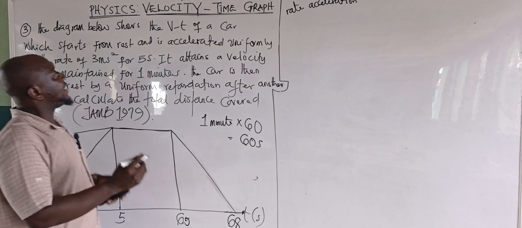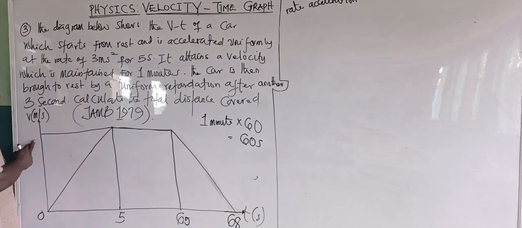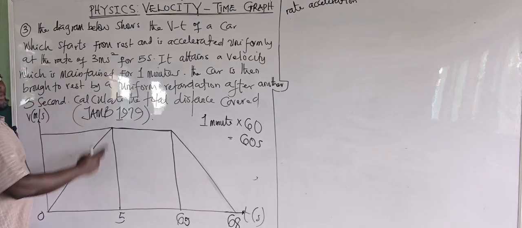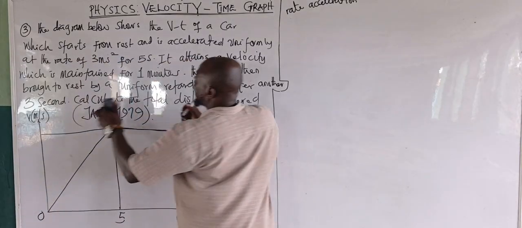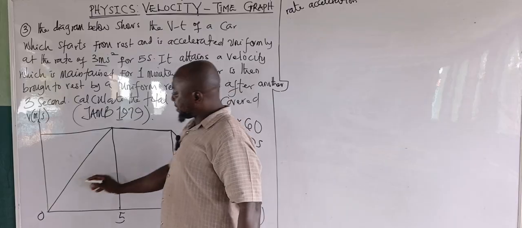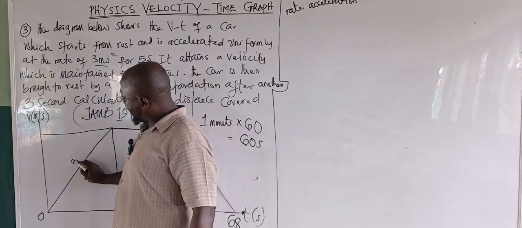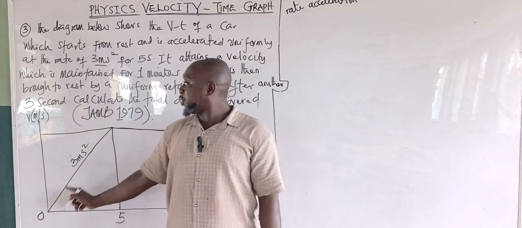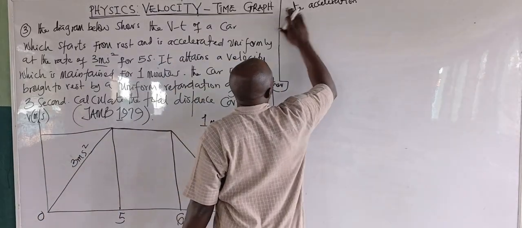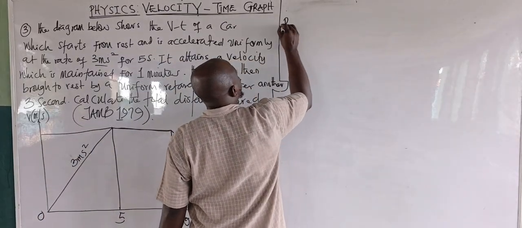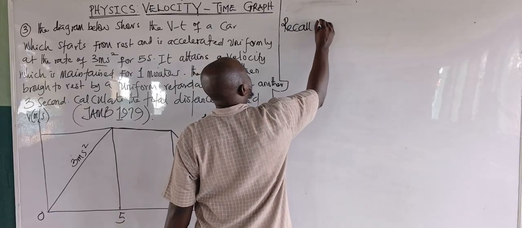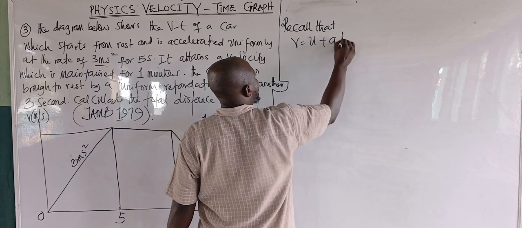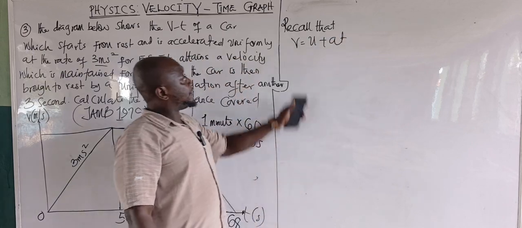So observe that V is not given for this seconds, meaning that we can get V from here. How do we get V? Please, this is A, the acceleration given to you. This part from here is 3 meter per second square. That's what is given to you. So how do we get here? We simply say recall that V becomes U plus AT. That's what we said for this. We are looking for this V.